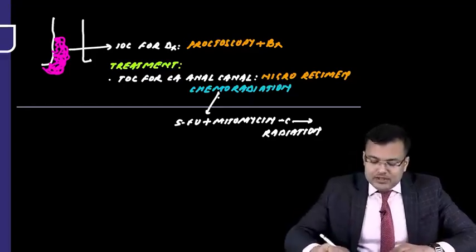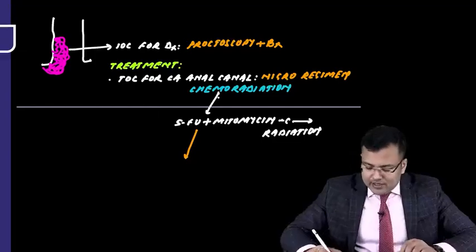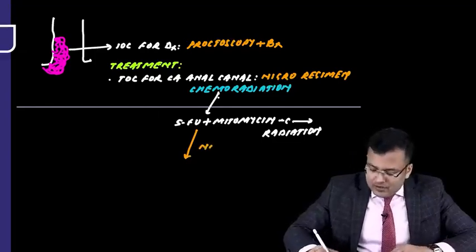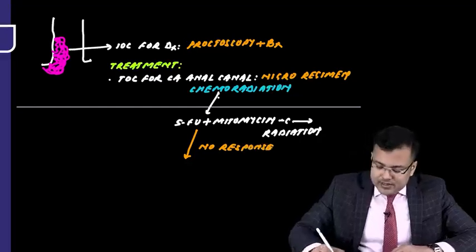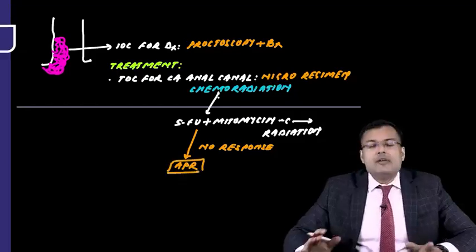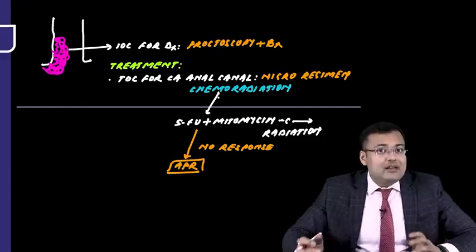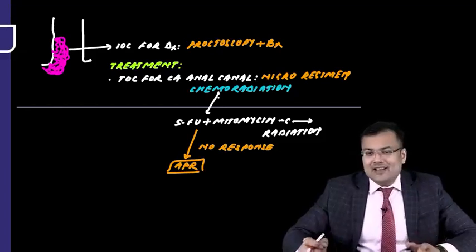But in some patients, if there is no improvement, you perform the check biopsy and there is no response. So even after Nigro regimen, if there is no response, what is the alternative treatment? We go for APR. What is the full form of APR? We perform abdominoperineal resection. This is how we manage patients of carcinoma anal canal, and this is all about rectum and anal canal.